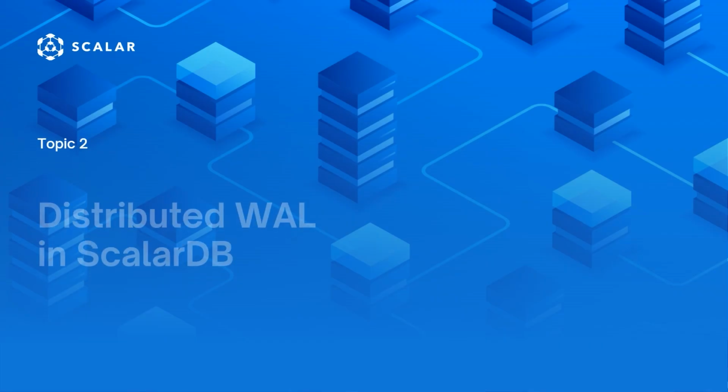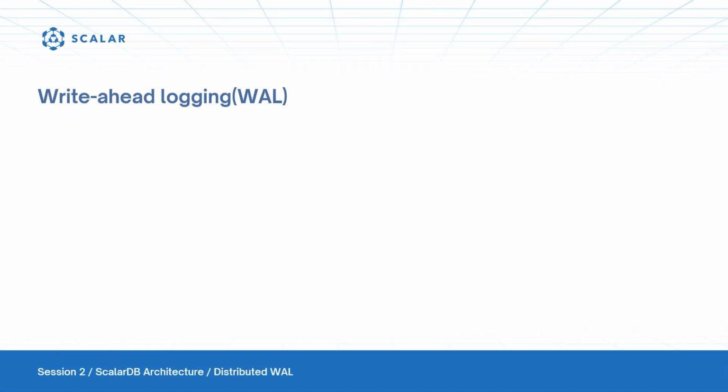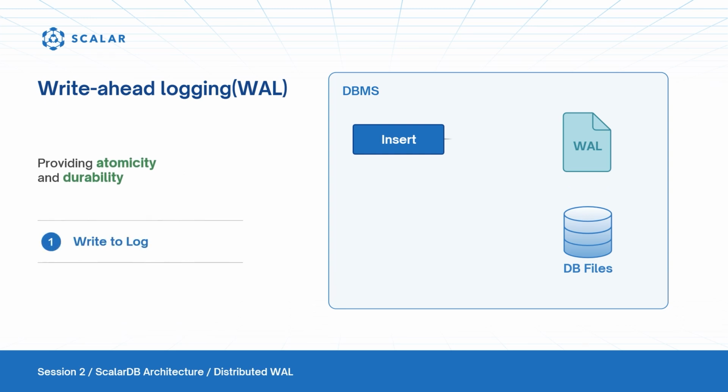Let us discuss distributed WAL in ScalarDB. Write-ahead logging, or WAL, is a family of techniques used to provide two of the ACID properties, atomicity and durability, in database systems. The changes are first recorded in the log, usually both redo and undo information is stored in the log.